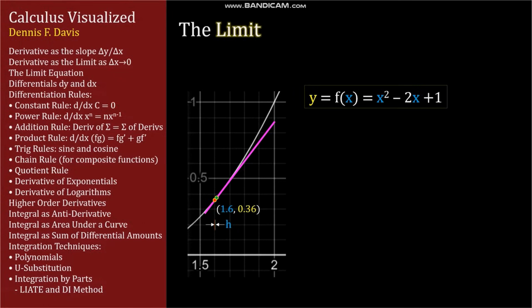and call it h. The coordinates of the red point are still 1.6, 0.36, but let's consider the coordinates of the green point. Its x-coordinate is 1.6 plus h, and its y-coordinate is the function's value when we plug in 1.6 plus h for x. Now let's find the slope as delta y over delta x. Delta y is the y-coordinate of the green point, f of 1.6 plus h, minus the y-coordinate of the red point, which is still 0.36.